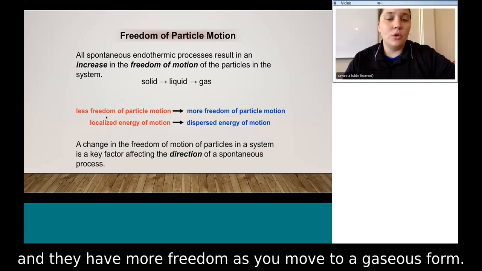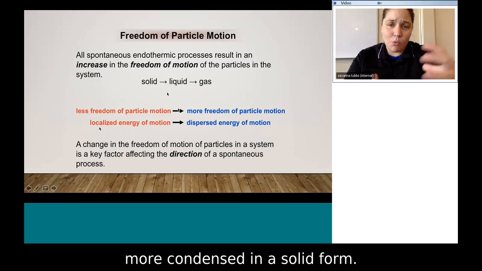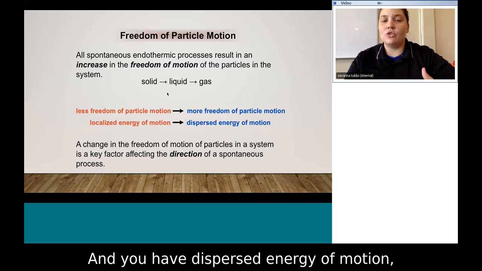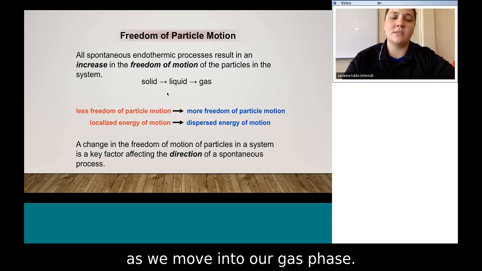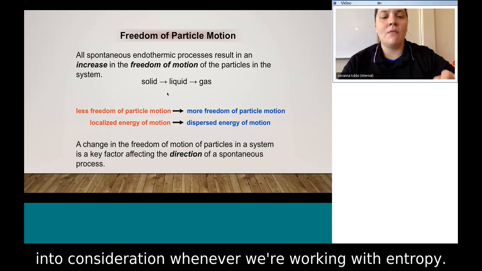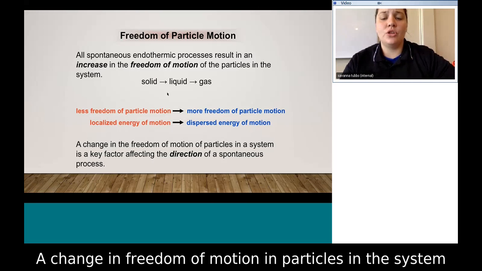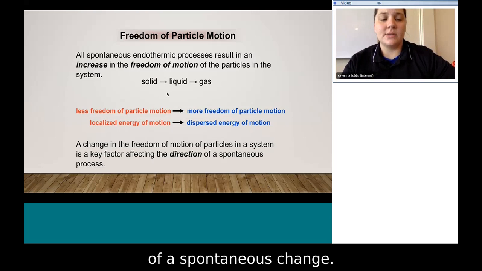Going from solid to gas, you also go from localized energy of motion, because once again it is more condensed in a solid form, to dispersed energy of motion, so the particles are able to move more. So you have a wider area of energy of motion as we move into our gas phase. These are going to be really important to take into consideration whenever we're working with entropy. A change in freedom of motion of particles in a system is a key factor affecting the direction of a spontaneous change.